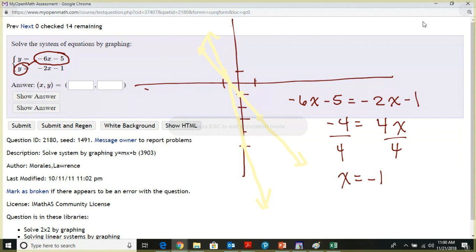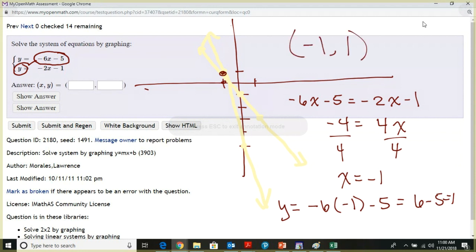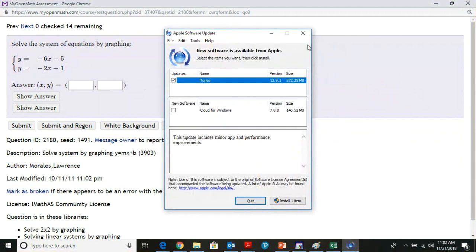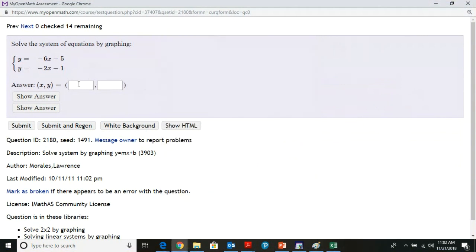So that's actually, see, supposed to be at -1, my intersection. And so now you can plug that -1 into either of the originals. It doesn't matter. I'm just going to plug it into the first one. So -6 times -1 minus 5. So I'm just plugging in a -1 for the x. So notice that's going to give you a +6 minus 5, which is a 1. So that intersection is actually supposed to be right there. So -1, 1 is our intersection point. So we'll just put that in there.